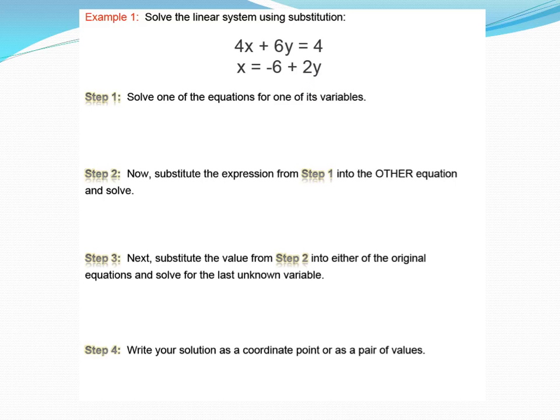So, first step is to take one of my equations and solve for one of its variables. So if I look at my two equations, here's what I want from step 1: I want either y equals something or x equals something. I want one of my equations to basically have a variable by itself, everything else on the other side.